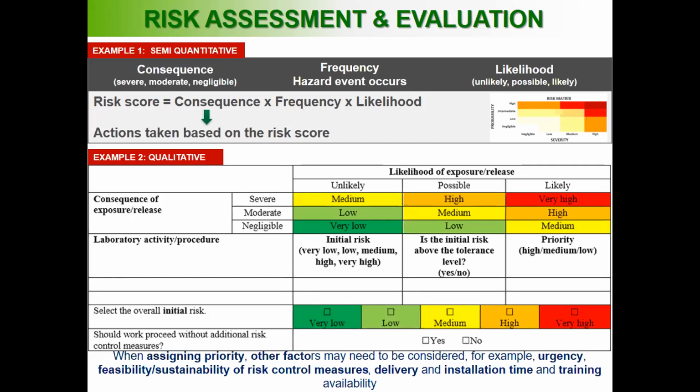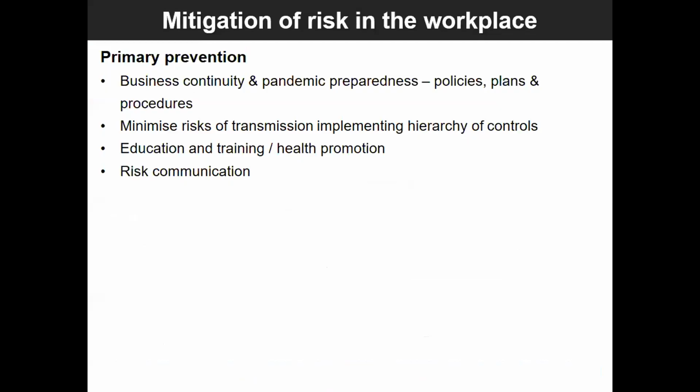And when assigning priority to the risk based on your risk matrix, also consider other factors like the urgency and the feasibility of control measures, the delivery, the installation time, and training, which may be problematic for some of the measures you put in place, particularly now in lockdown, as many of the workplaces are closed. So these are all practical things that one needs to take into consideration.